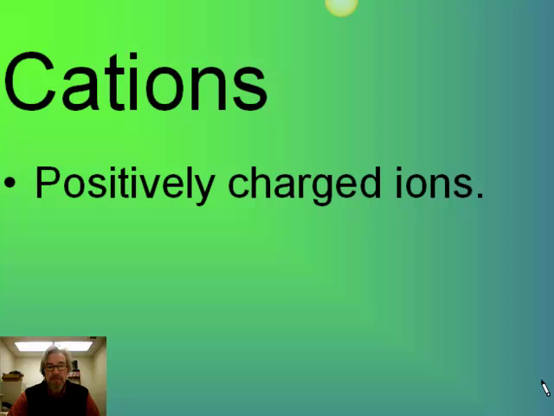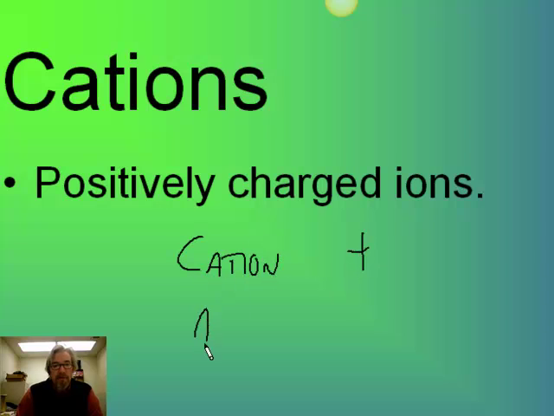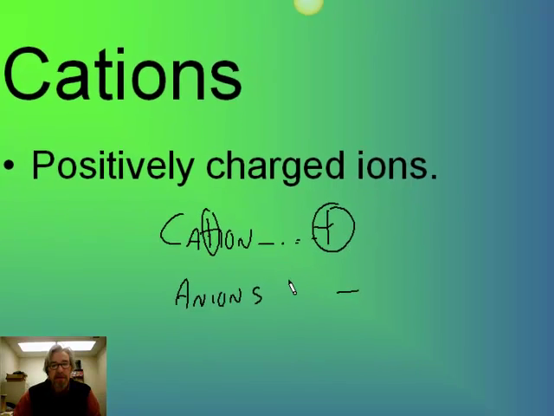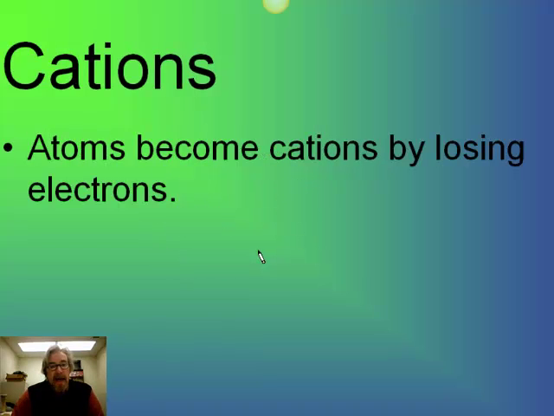The other kind of ions are called cations. Cations are positively charged ions. So, cations plus, anions minus. How can you keep them straight? Well, cation has a T in it, and a T looks like a plus sign. So that's one way to start remembering that cations are positive, anions are negative. Atoms can become cations by losing electrons. So just like atoms can become anions by gaining electrons, if an atom loses an electron, it becomes positively charged.